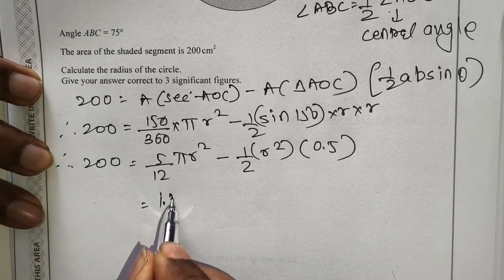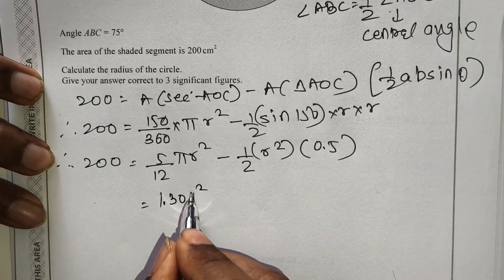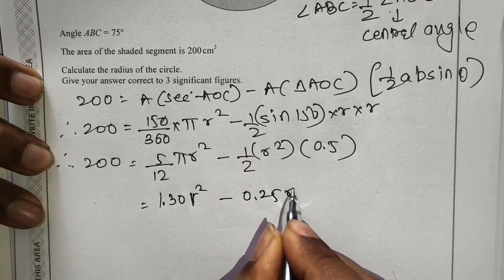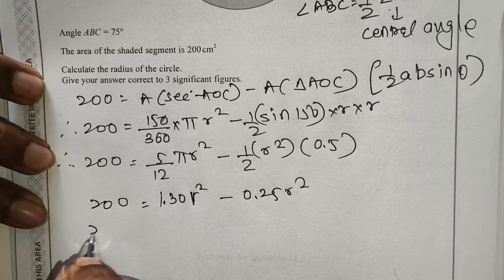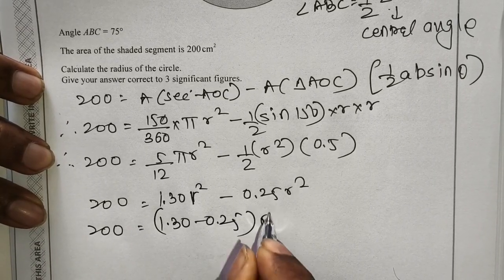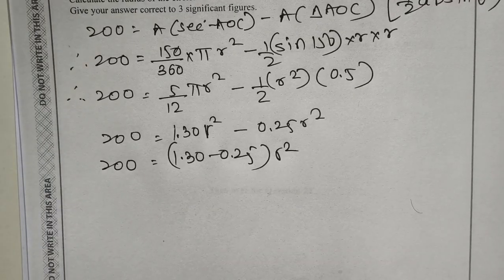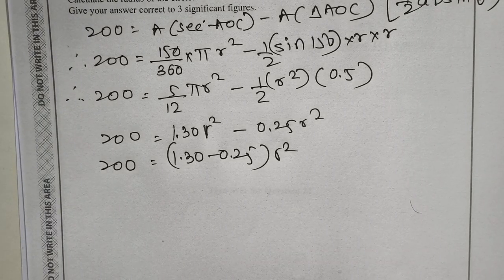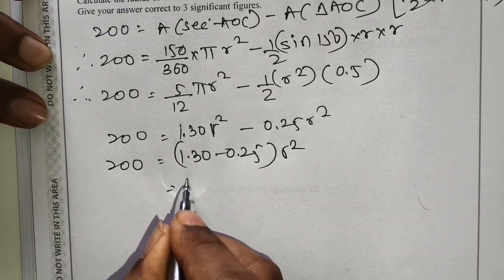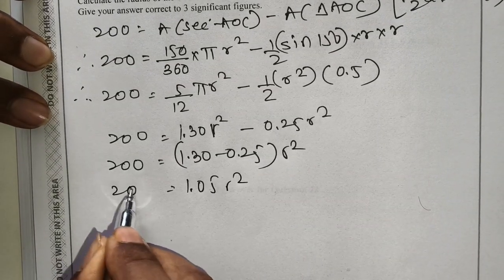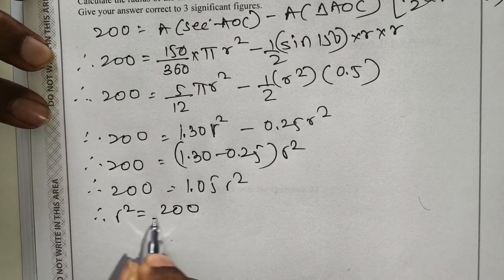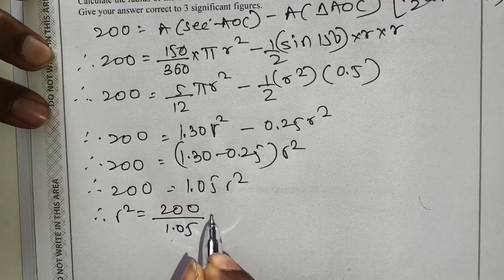This is 1.30 r square minus 0.25 r square equals 200. So 200 equals 1.30 minus 0.25 r square. Correct? So let's subtract minus 0.25, which is 1.05 r square equals 200. Hence my r square is equal to 200 upon 1.05.